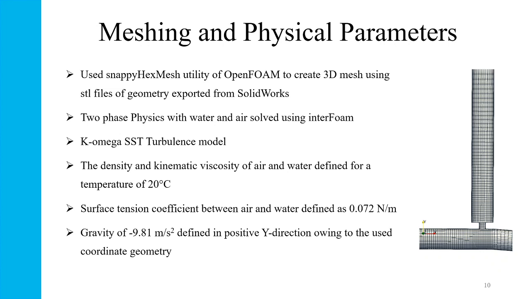The k-omega SST turbulence model has been used with reference to literature, and density, kinematic viscosity, and surface tension coefficient of air and water were defined for temperature of 20 degrees Celsius. And all the simulations were performed in the presence of gravity of 9.81 meter per second square.